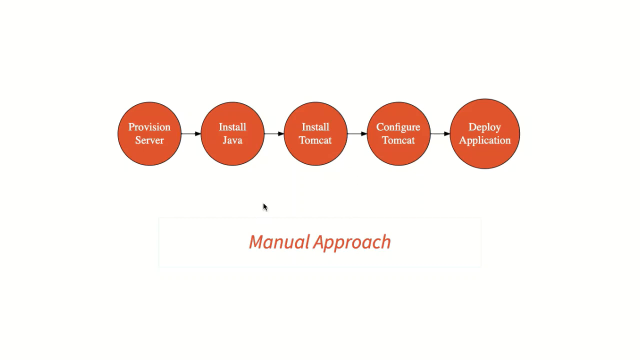In a manual approach, you'd start with provisioning a server. Let's say you are using the cloud, probably you'd provision a virtual server from the cloud. You'd then go ahead and manually install some software on it, maybe something like Java, maybe Tomcat. And then you'd need to configure the software manually.